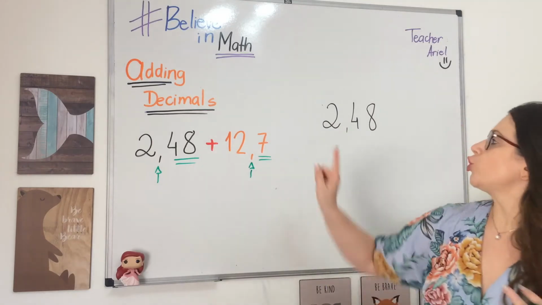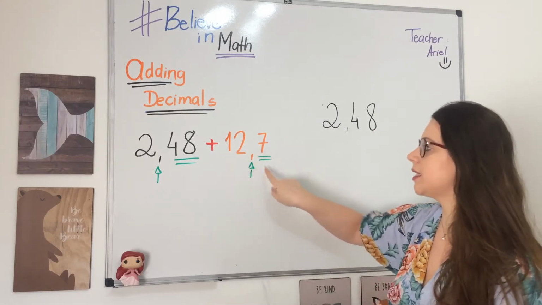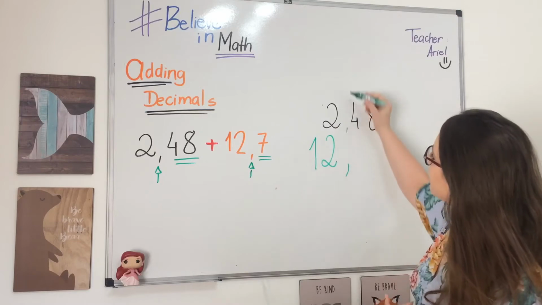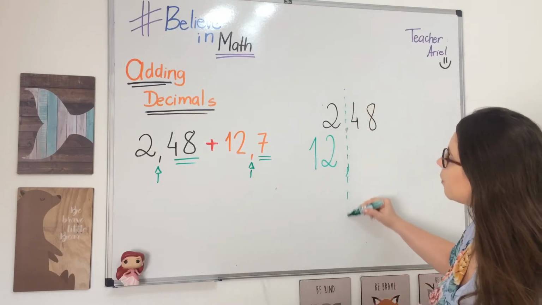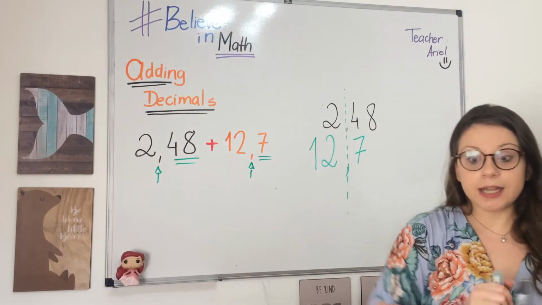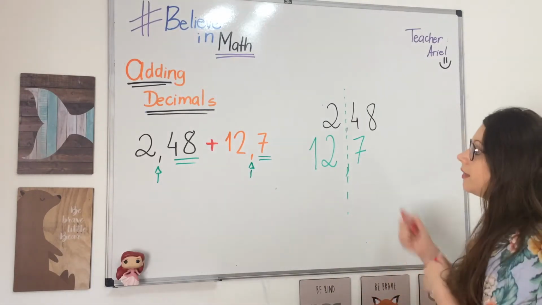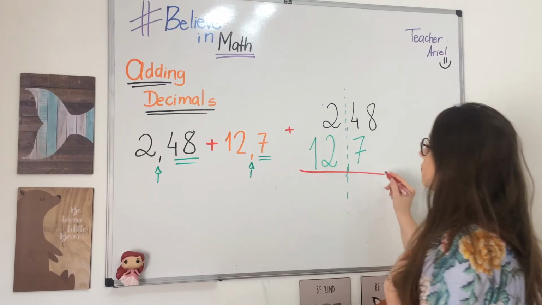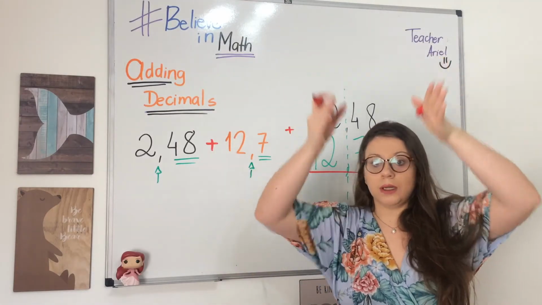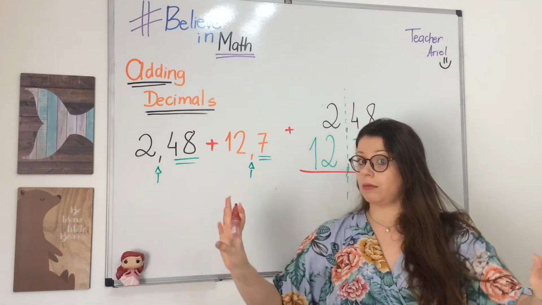So it is 2 wholes and 48 hundredths. It is 12 wholes and 7 tenths. So the 12 comes in the whole world. The decimal point is under the decimal point. And the 7 tenths is under the 4 tenths. And this is never going to change, okay? And we can start our addition. That's why I really think the vertical method is the easier one. Because you simply organize the number, one on top of the other, decimal point under decimal point, and you just add.